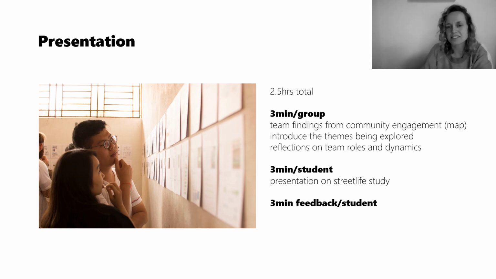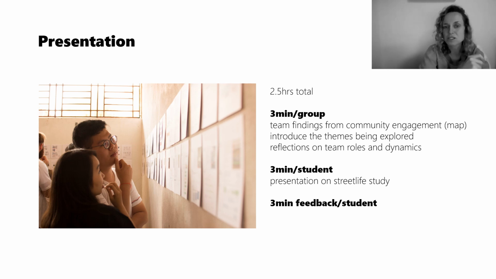And what we'll do is start each of the presentations with your community map that you've been working on as a team. So we'll have 3 minutes per team to introduce the key findings that have come from your community engagement exercises, to introduce the 5 themes that will be explored in your group, and to talk a little bit about your reflections on your team roles and dynamics. So putting aside the street life study focus of this course, we're interested to understand how it has been working as a team with community members through this process. So that will be just 3 minutes per group.